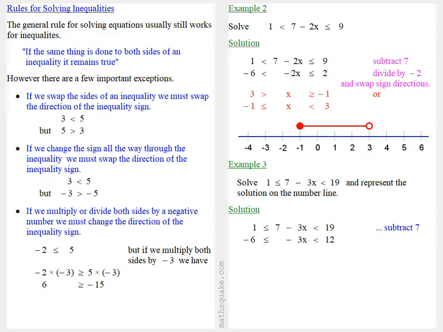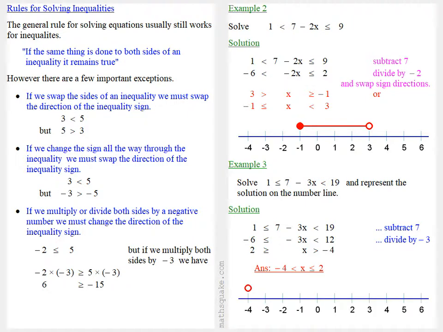Now we want x on its own in the middle term, so we're going to divide all the way through by -3. Now -6 divided by -3 is 2, but we have to change the direction of the inequality because we're dividing by a negative number. -3x will become x. Again, the inequality changes its direction. And 12 divided by -3 is -4. And so our answer is 2 is greater than or equal to x, which is greater than -4. Or we can write that -4 is less than x, which is less than or equal to 2.